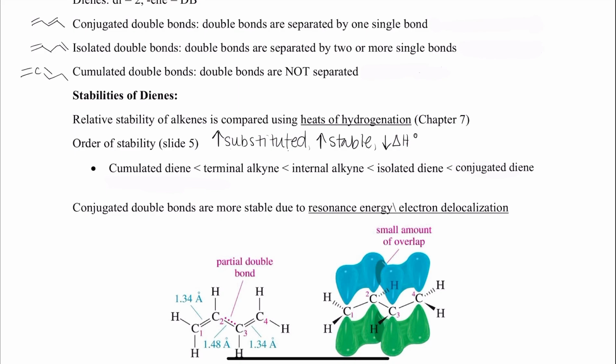However, now that we're introducing cumulated, isolated, and conjugated double bonds, we need to know their order of stability as well, where our cumulated dienes are going to be very high energy, very unstable. This was from slide 5, and we also introduced our alkynes, where terminal alkynes were next in line for the most unstable, and then internal alkynes. I did want to throw that in there, but really focus on our dienes. We have cumulated dienes, and then isolated dienes are going to be moderately stable. They'll have a moderate heat of hydrogenation. And then our conjugated dienes are going to be the most stable diene group.